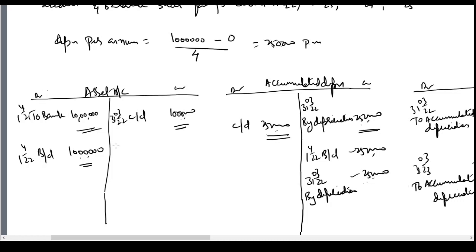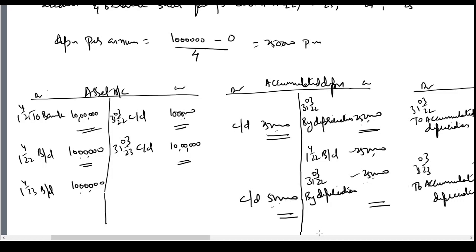Now asset account on 31st March 23 carried down. Asset account is maintained at original cost now. On 1st April 23 brought down 10 lakhs. So there is no change in the balance in the asset. If you see the accumulated depreciation account carried down, it is now 5 lakh rupees. On 1st April 23 brought down 5 lakh rupees.